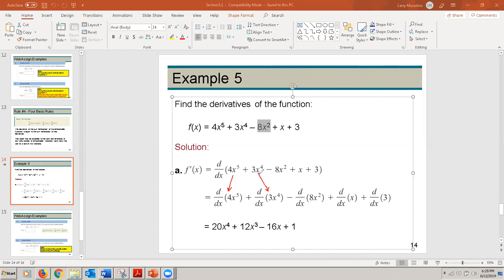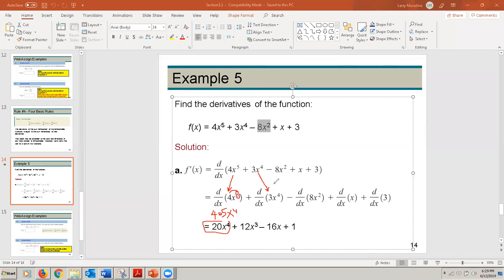So let's do it. How about the derivative of 4x to the 5? Well, I'm going to leave the 4 in front because that's a constant. Then I'm going to bring the 5 down with me. The 5 comes down in front for the power rule and subtract 1 from the exponent. But 4 times 5 is 20, so that gives us 20x to the 4.